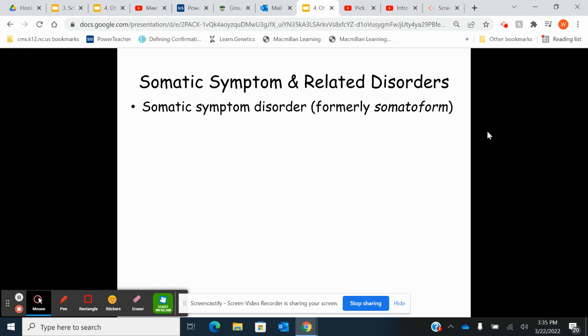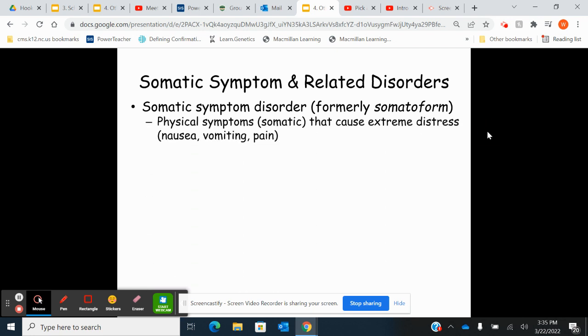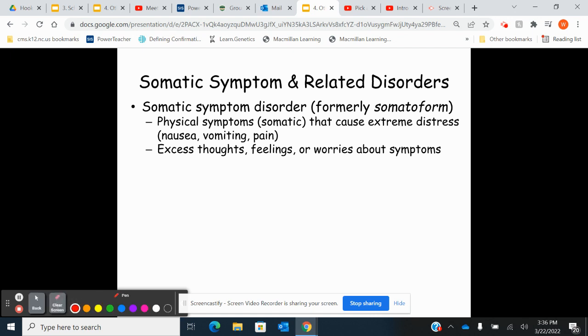So, somatic symptom disorder, what used to be called somatoform disorder, is where there are somewhat minor physical symptoms. Physical or somatic symptoms are body symptoms that cause extreme distress. So they may have mild nausea or a little bit of vomiting, maybe some pain. And along with these, there is distress over these symptoms to the point that it has an impact on their life.